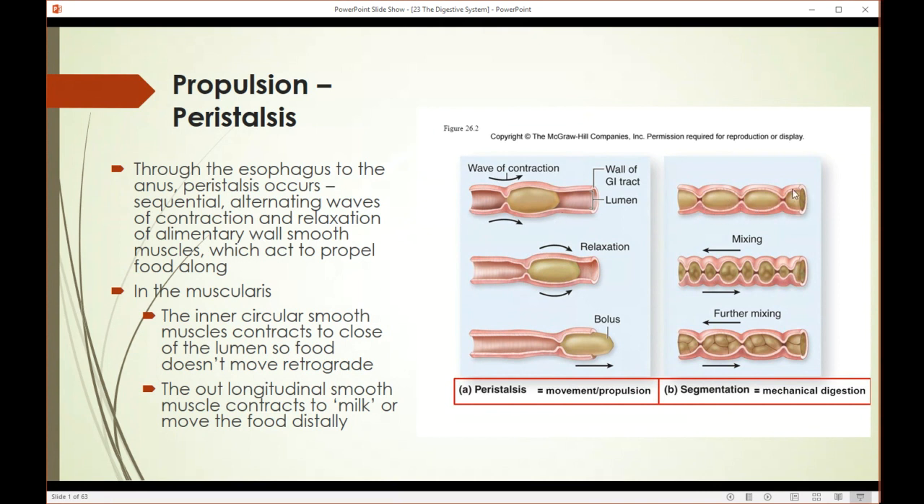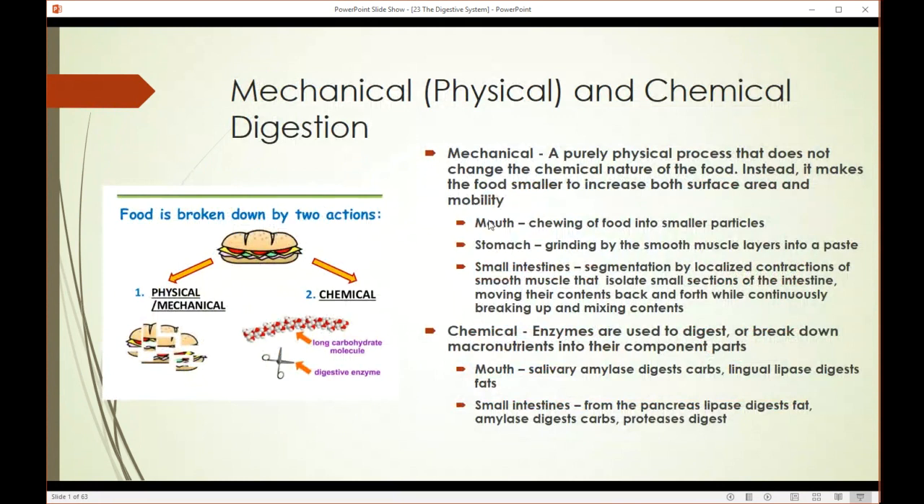Segmentation is another movement that occurs, but segmentation is a form of mechanical digestion. And this happens with a mixing, right? So we get sort of these segments that are forming, okay? And it's going to keep moving back and forth, back and forth, back and forth. Okay? Then we have this mechanical digestion.